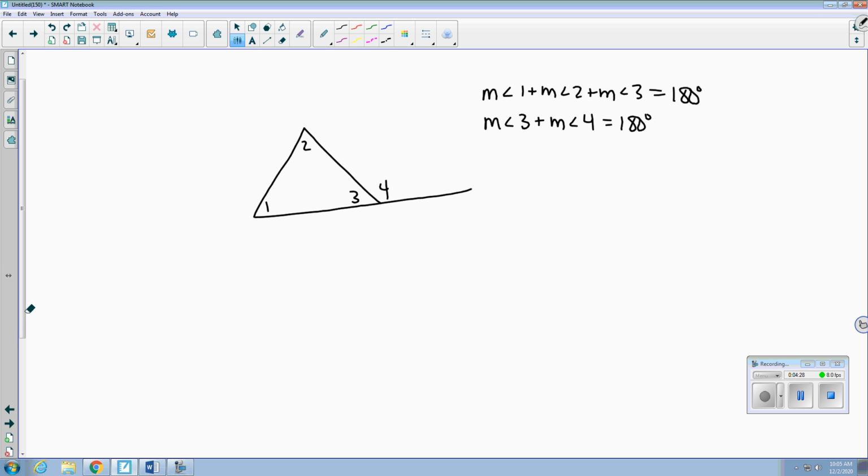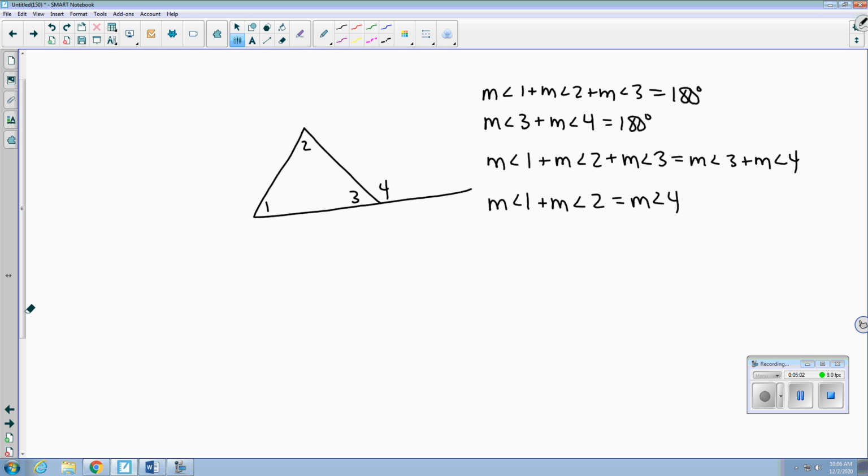Now from here, we can see that both of these equations equal 180 degrees. So by the transitive property, I can set them equal to each other. Now I have a measure of angle 3 on both sides, so subtracting it from both sides will reveal that the measure of angle 1 plus the measure of angle 2 should equal the measure of angle 4. Now, what's special about 1 and 2 and its relationship to 4?